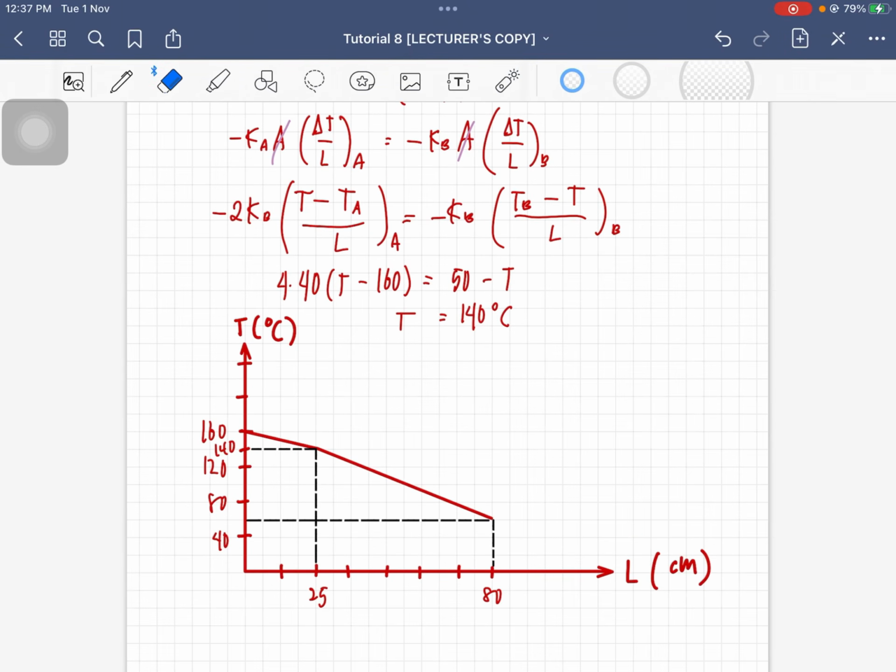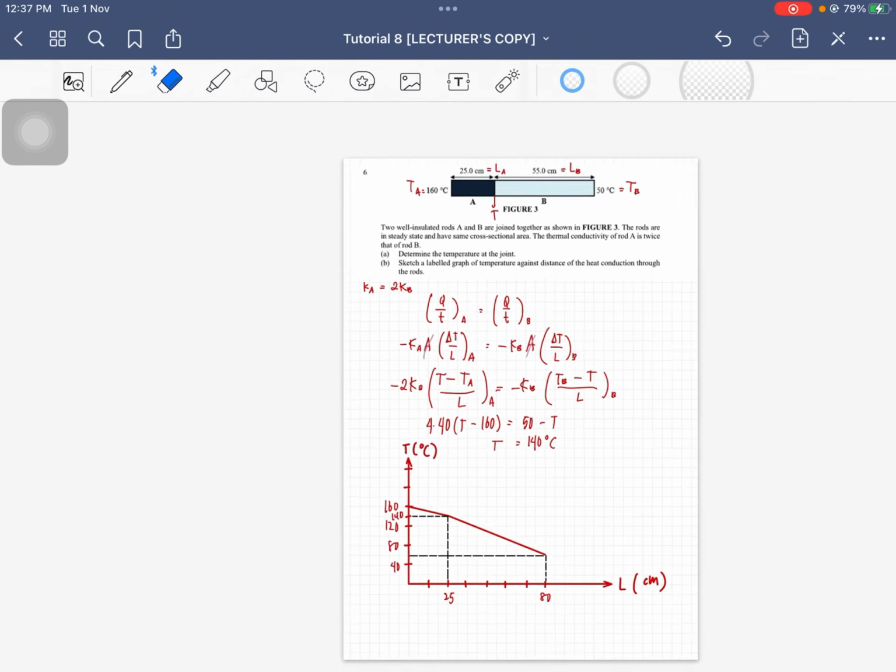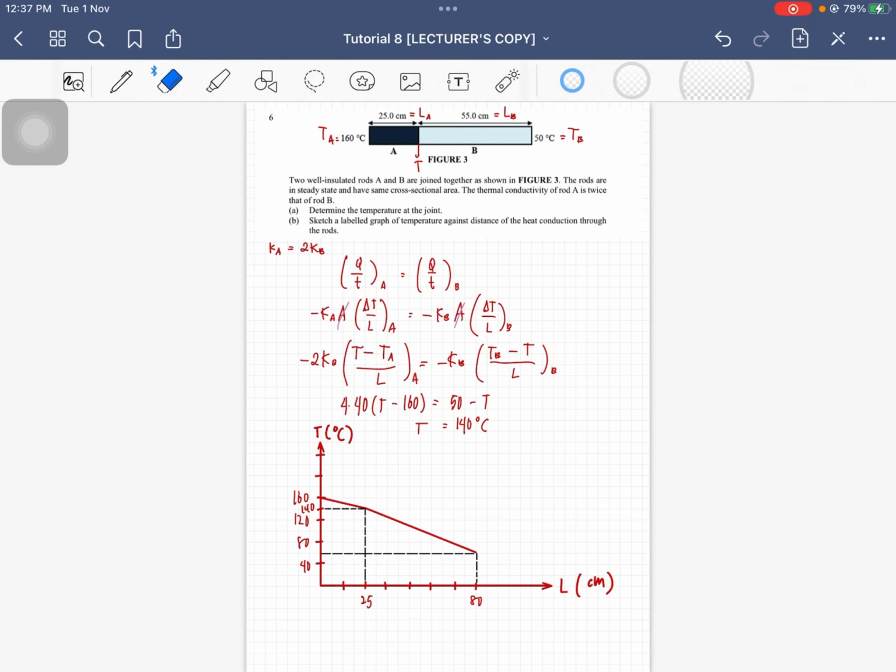So that is the graph of temperature against distance for the two rods, and that is the solution for question number 6.